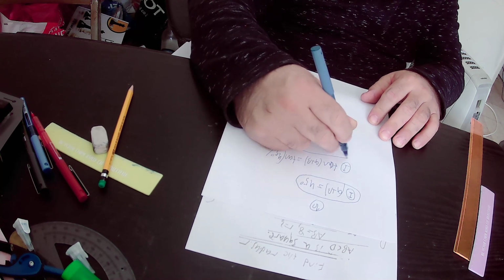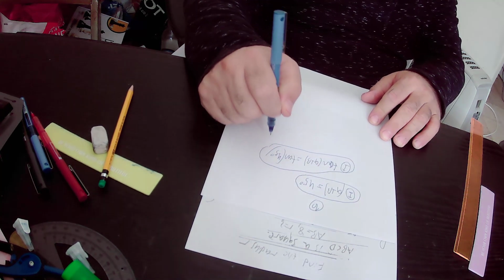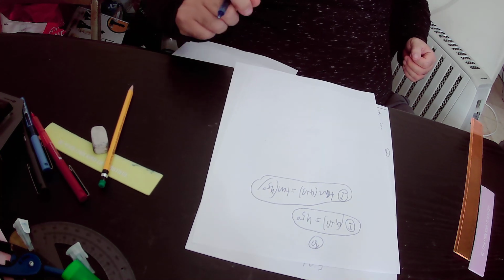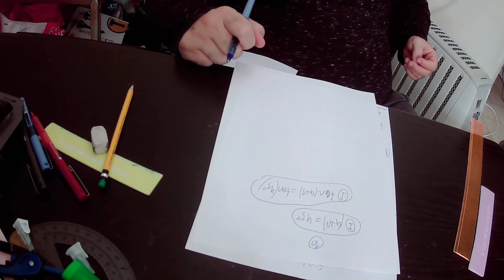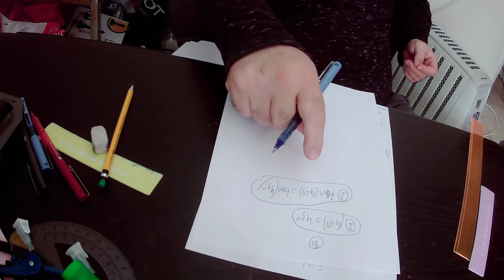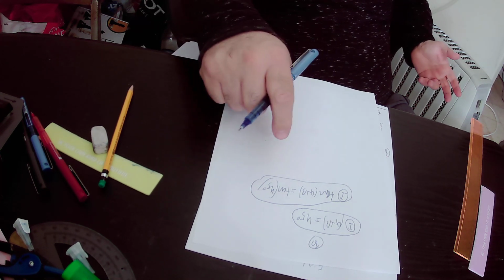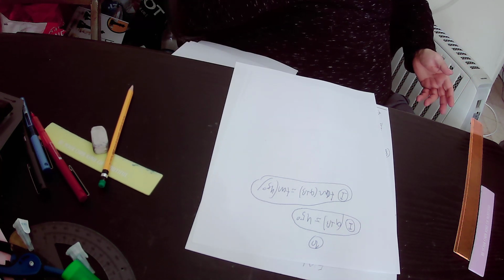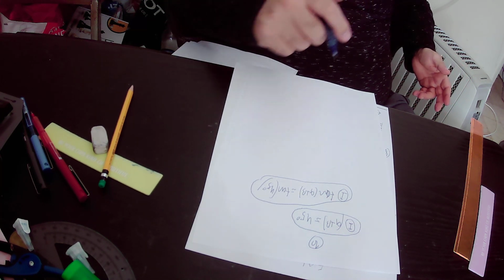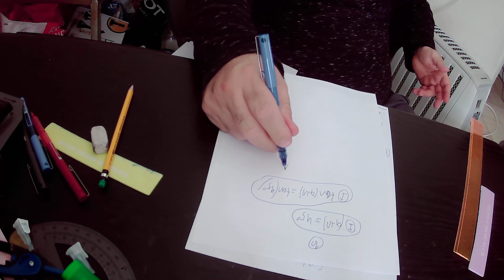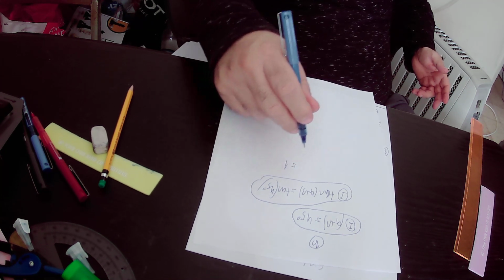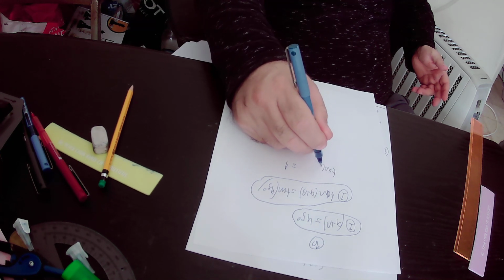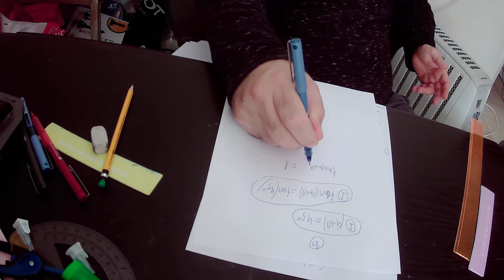Tangent of alpha plus beta equals tangent of 45 degrees. If alpha plus beta equals 45 degrees, then tangent of alpha plus beta equals tangent of 45 degrees. Very simple. So tangent of 45 degrees is 1. So we got equation number 1 that states that tangent of alpha plus beta equals 1.